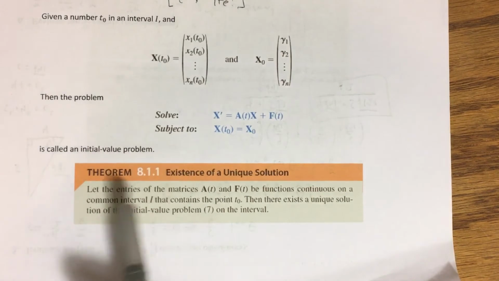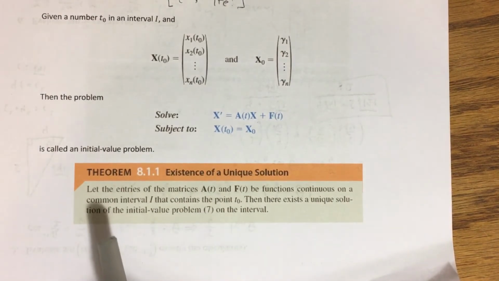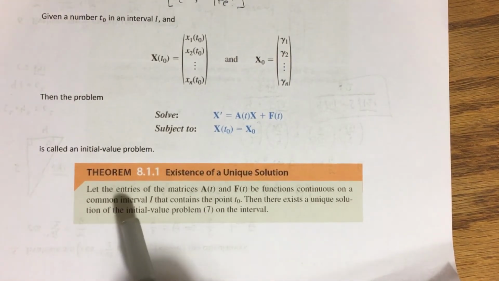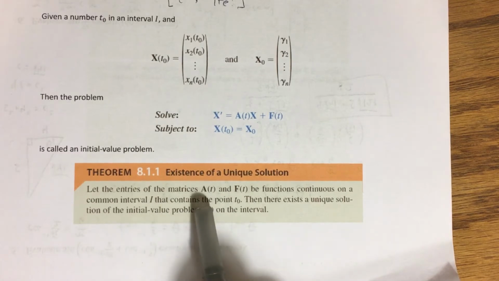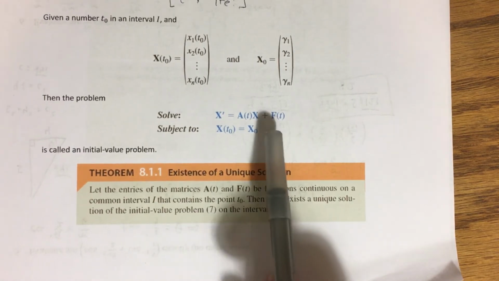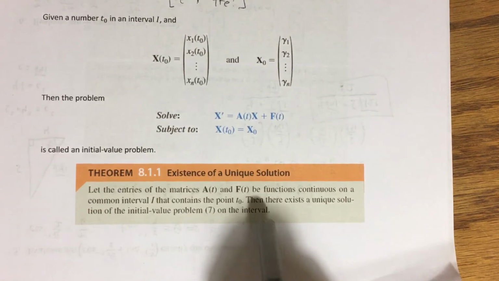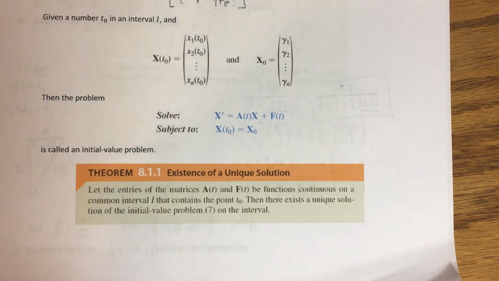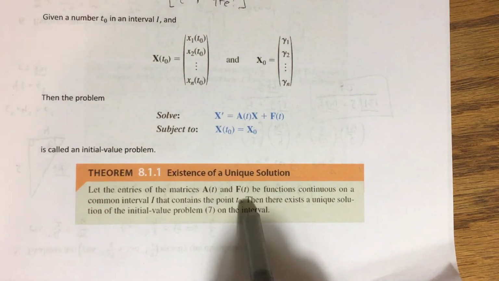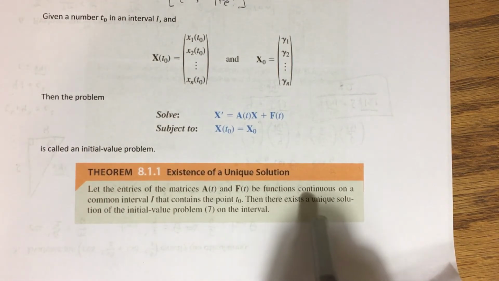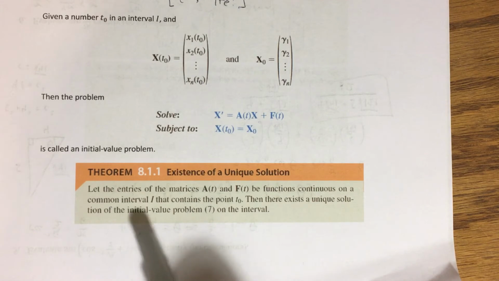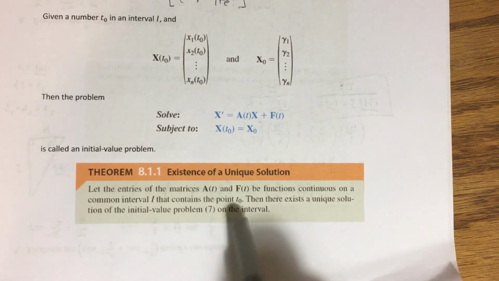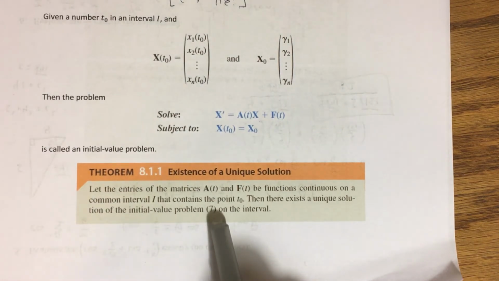Let's start with this first theorem, the existence of a unique solution. So we're going to let the entries of our matrices A of t and F of t in this equation up here be functions that are continuous on some common interval that contains the point t naught. Okay, then there exists a unique solution of the initial value problem on the interval I. So obviously this was copied out of your book.